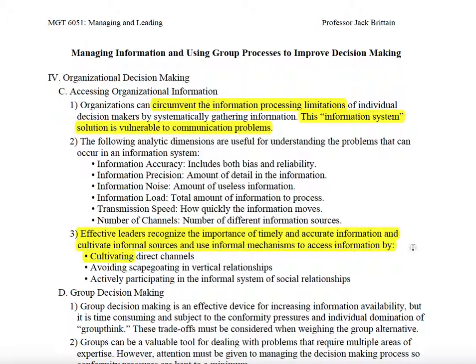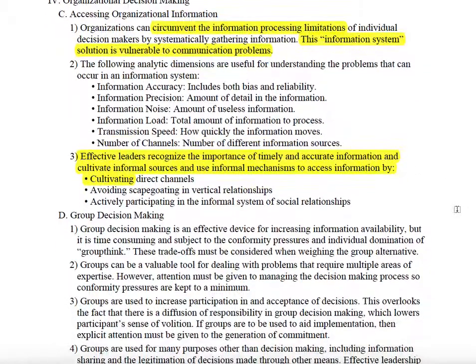Really effective leaders get out. They know their organization. They know what's going on. They're ahead of problems. They're not learning about them after the fact. And that's what we described as we talked about how effective leaders access organizational information.